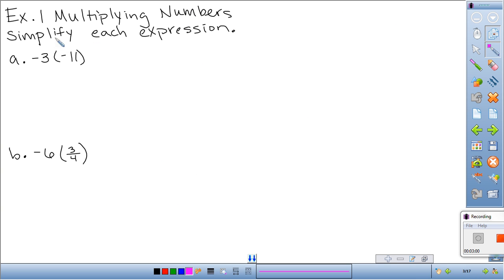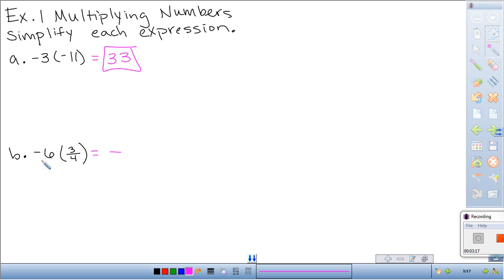Let's apply that to example 1, multiplying numbers. Simplify each expression. So we have a negative times a negative. They both have the same sign, so our answer is going to be positive. 11 times 3 is 33. On B, we're multiplying a negative times a positive. They have different signs, therefore our answer is going to be negative.